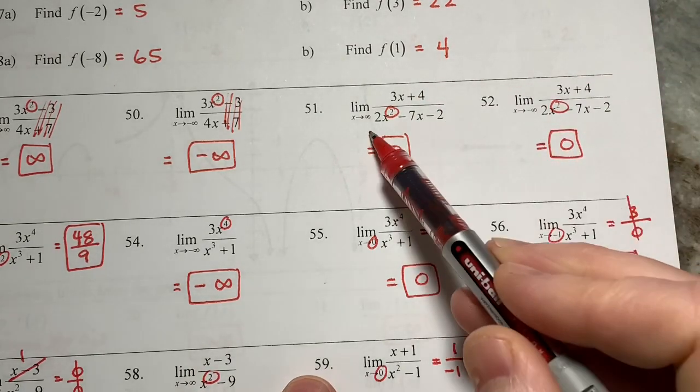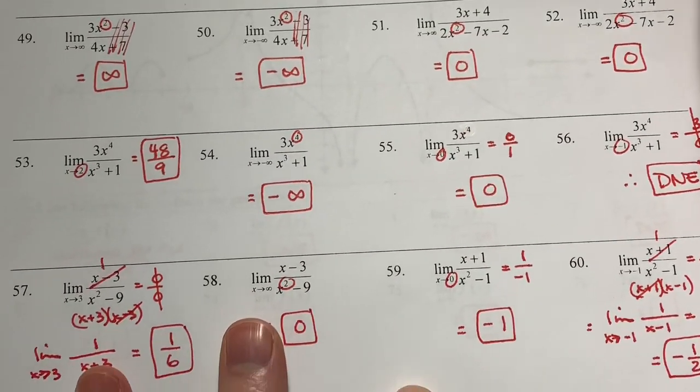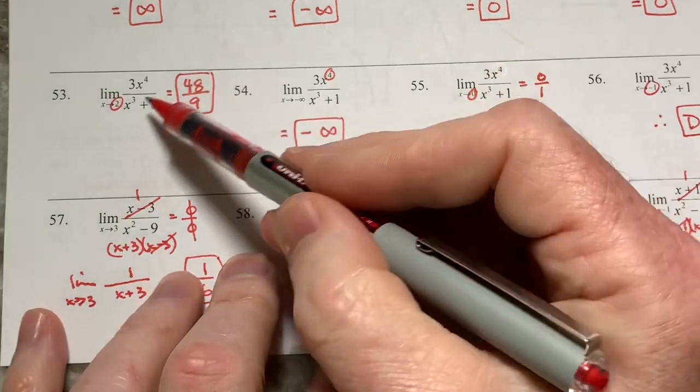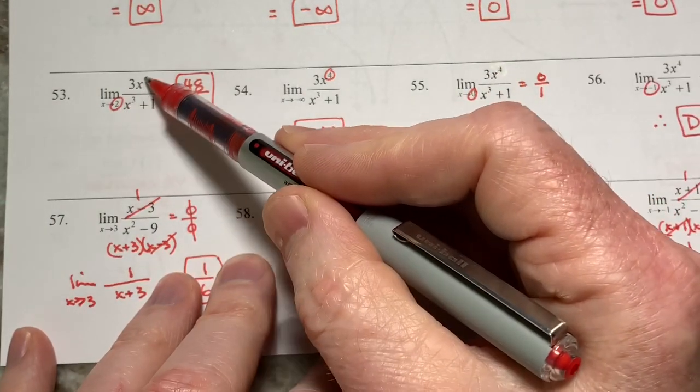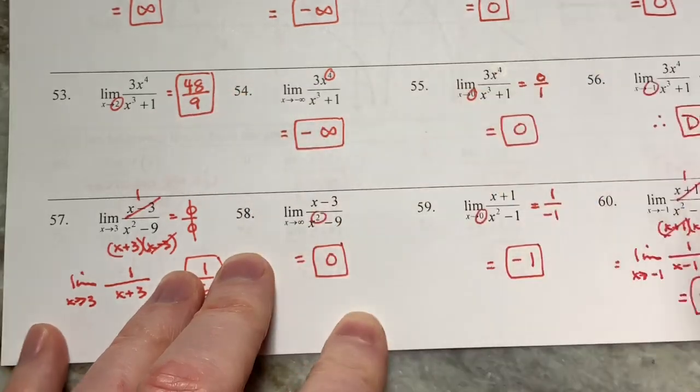The only time I have to check for the sign is when I have a bigger power on the top. 53 and 54, I'm going to 2. Don't look at power rules. I'm going to 2, plug a 2 in. Look, I get 48 over 9, done.